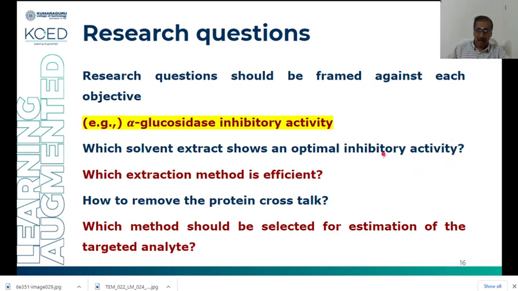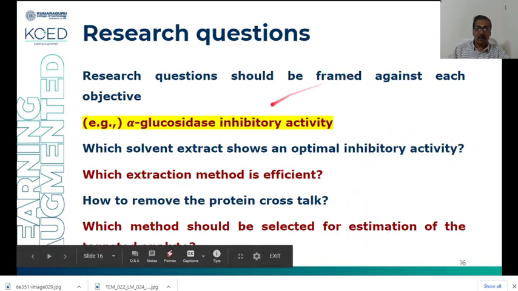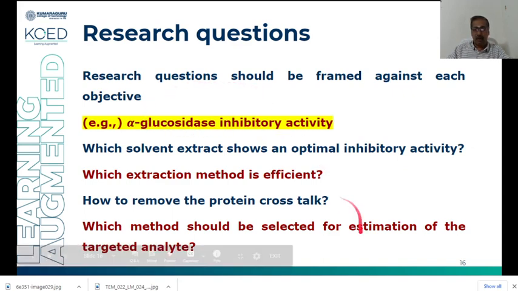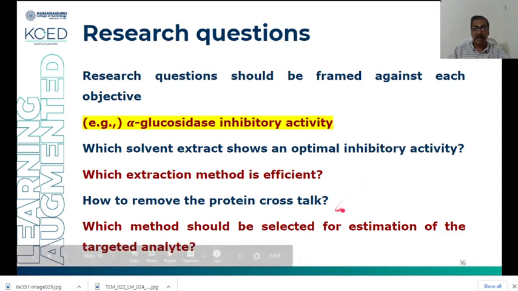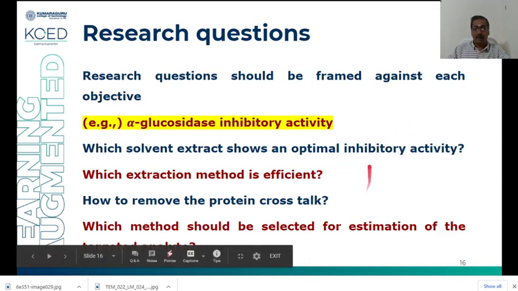So either you can put all the questions and then frame the objective, or the better way, you frame the objective, you put all the questions, you try to answer all the questions, and you have to get only a single answer, right? And you collate all the answers, where you will get the solution for this particular objective, right?